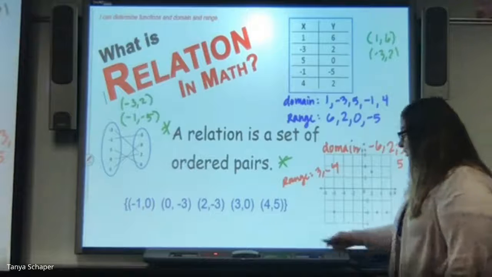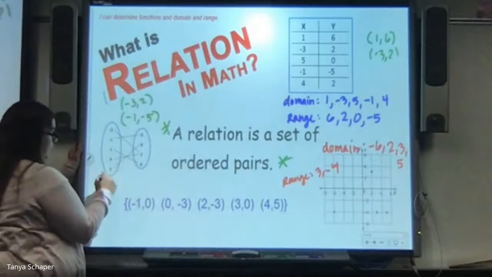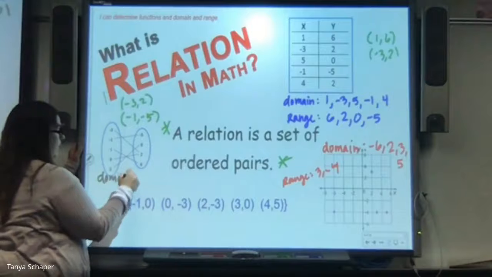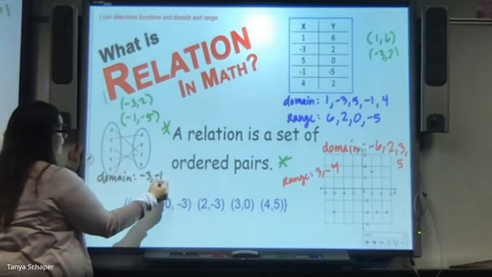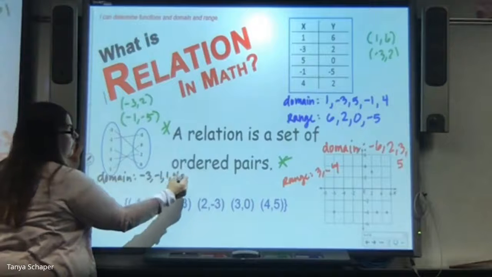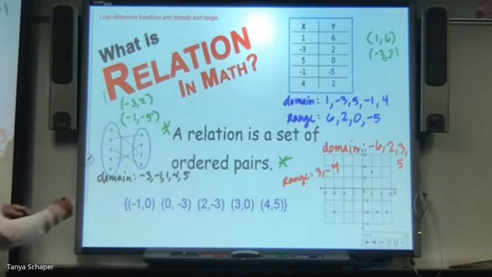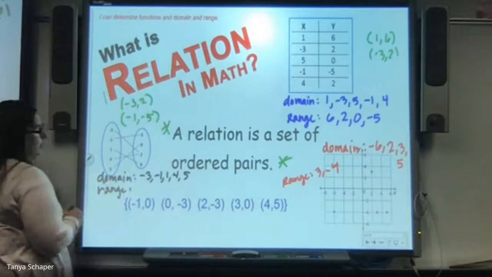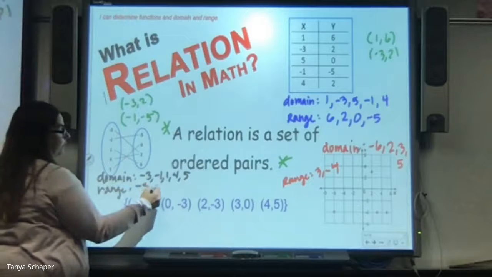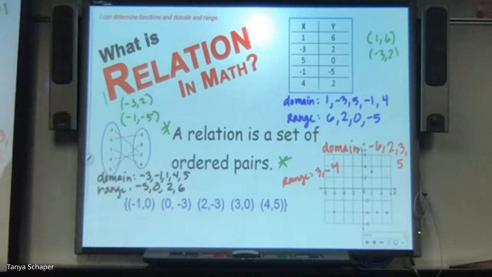From a map over here, if I wanted to list the domain, it's going to be all of my inputs: -3, -1, 1, 4, and 5. The range is going to be -5, 0, 2, and 6.